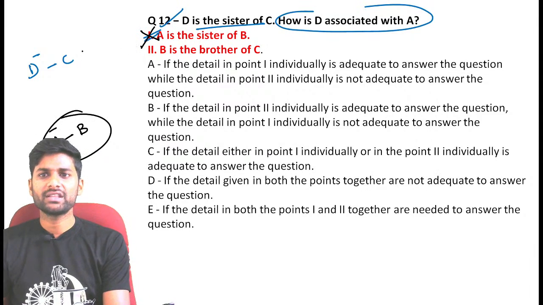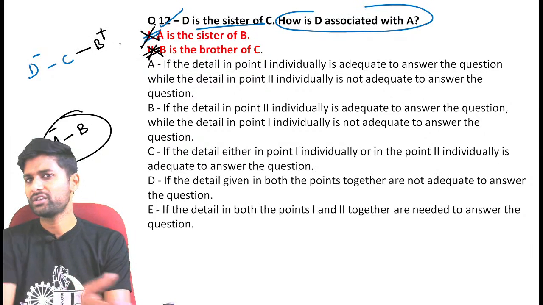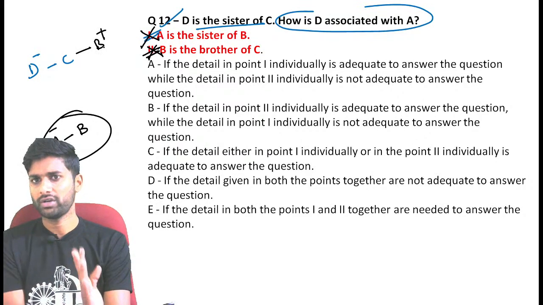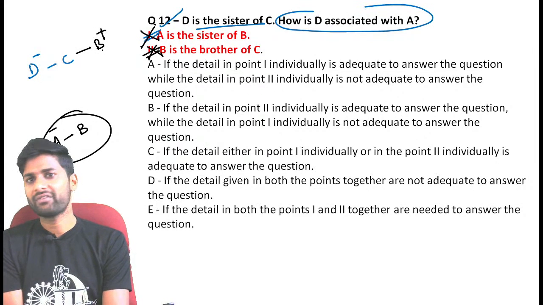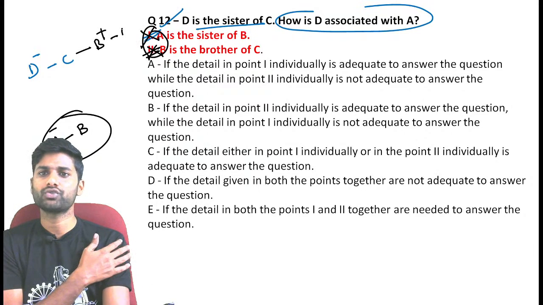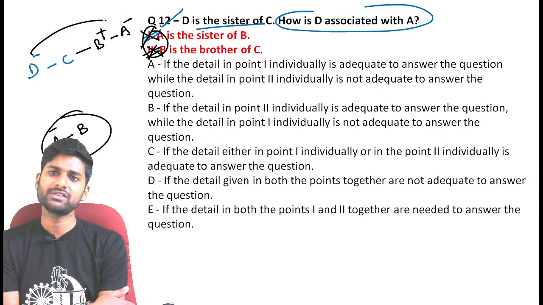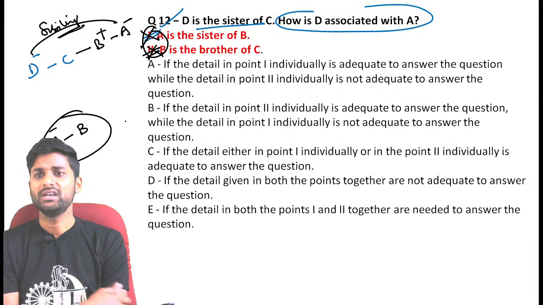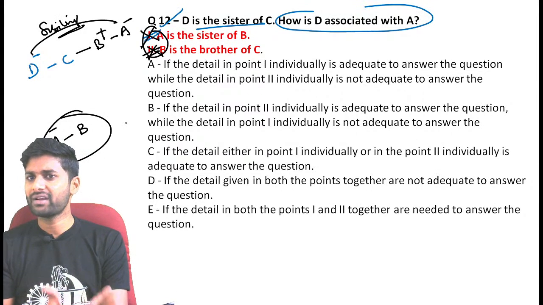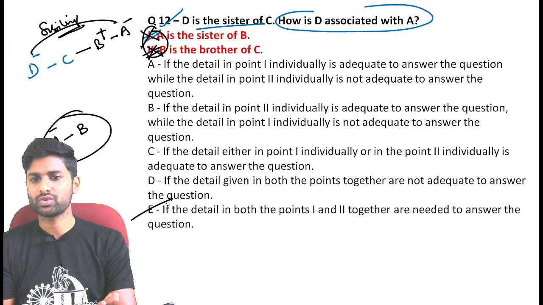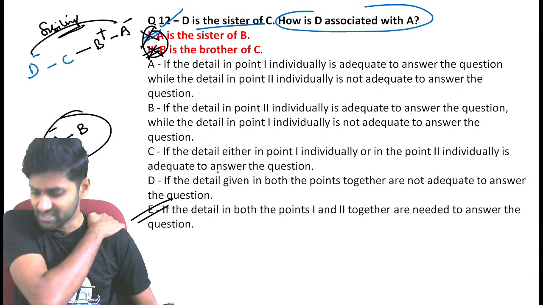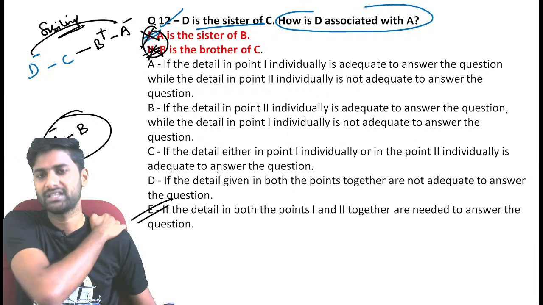Second one, B is the brother of C. Take statement 2 alone. With 2 alone, still we don't know whether A is related to D's family or not. 2 alone, we never get the answer. 1 alone, we never get the answer. By taking 1 and 2 together, definitely A is the sister of B. So how D is associated with A means both are siblings. Means D is the sister of A, and A is the sister of B. So we can get exactly a perfect relation by taking both statements together. So the answer is both together are needed to get that answer. Yes, both are needed.